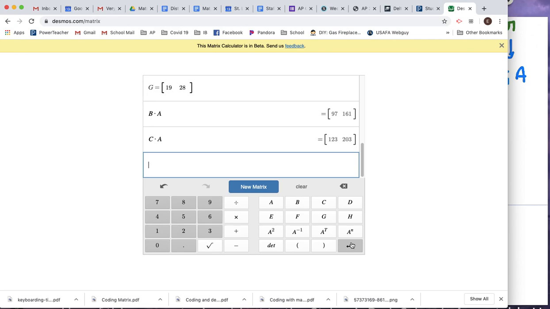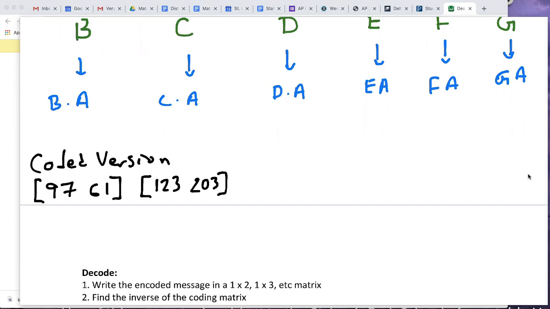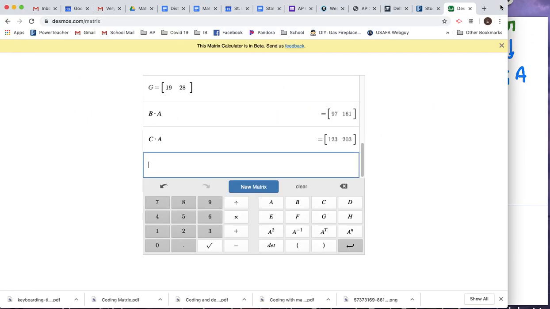I'm going to have 123 and 203. So I wrote that down right here, so I'm not going to jump back and forth. I'm just going to write these down, and I'll come back to it when you get to it. So you want to maybe write these down. So I'm going to do D times A and enter. And so that one's 80, 105.